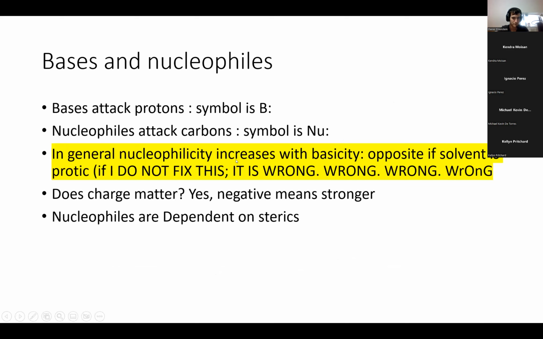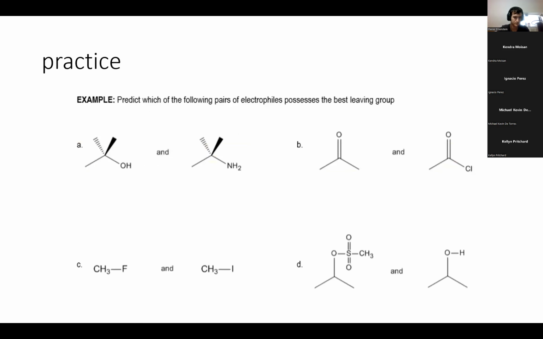Give me 1 second. In general, nucleophilicity increases with basicity. Ignore the thing that's highlighted in bold. Bases and nucleophiles. O is more electronegative, and therefore it will be more able to hold its negative charge and stabilize it, whereas nitrogen is less electronegative and less able to do so.